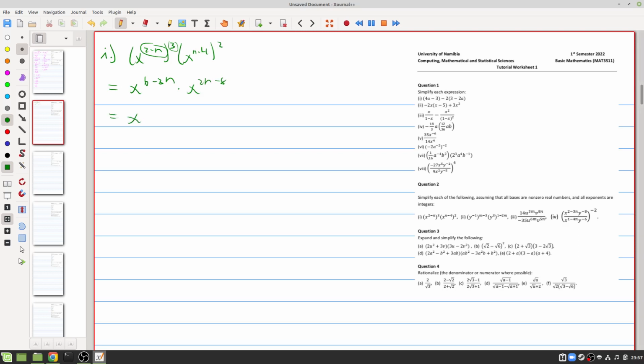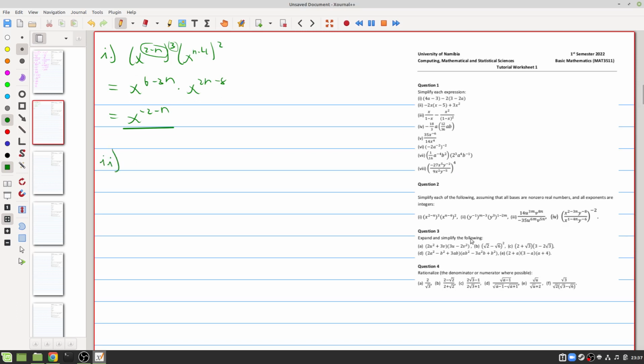Now again, we're busy multiplying, so what do we do? We add the exponents. So 6 plus negative 8 is negative 2, and then negative 3n plus 2n is negative n. And there's our answer. Simple. So we just apply our laws of exponents: multiply the exponents when you're raising something to a power, and then when you're multiplying, you just add the exponents. And that's it.